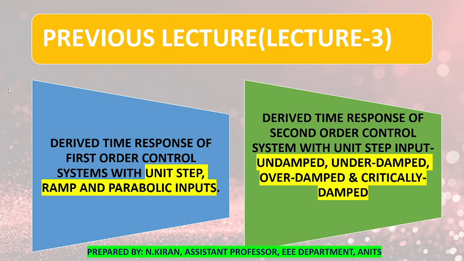In the third lecture, we derived the expression for time response of first order as well as second order control systems. For first order control system, we took 3 cases, that is step input, ramp input as well as parabolic input. For second order control system, we took 4 cases, that is underdamped, undamped, overdamped and critically damped cases. Here for second order we have considered only unit step input.